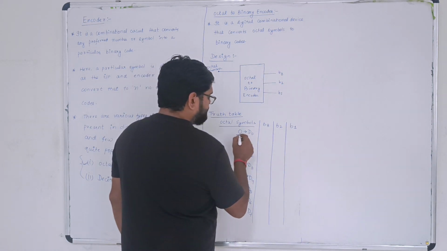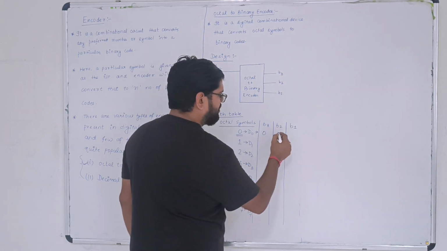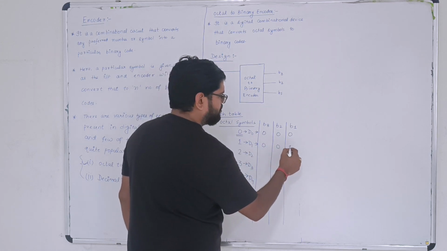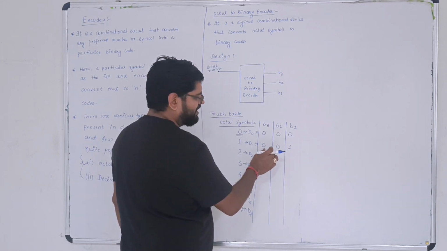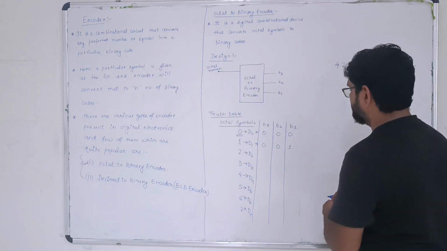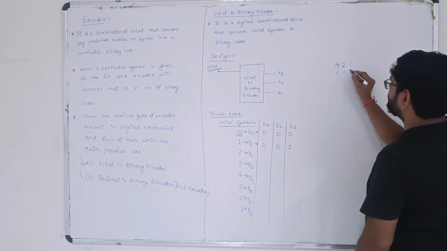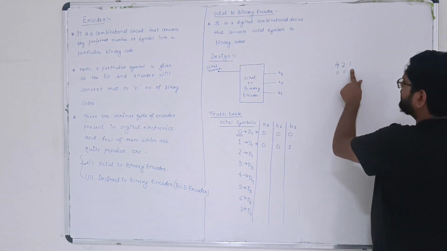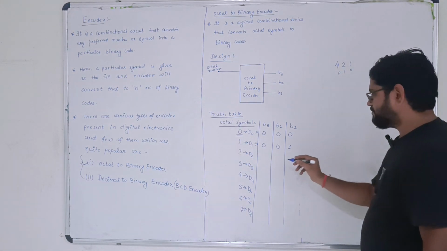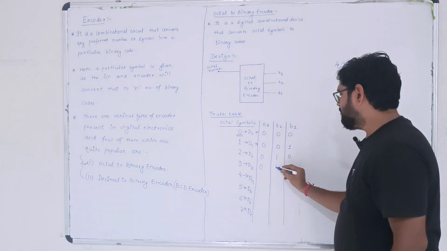Now if octal number 0 is there, it will be coded in binary. Definitely it will be coded in the form of 0, 0, 0. 1 will be coded in the form of 0, 0, 1. And if you are finding any difficulty in how it is being coded, just use my concept of 4, 2, 1. Simple coding. D0 means 0, nothing is getting utilized, so 0, 0, 0. Then for 1, only 1 is getting utilized, so 0, 0, 1. For 2, only 2 is getting utilized, so it is 0, 1, 0. 3 is 0, 1, 1.